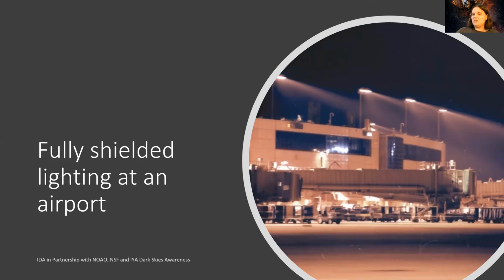One area I noticed that was very important to have fully shielded light was at an airport. The last thing you want is to have light go blinding into the cockpit as a pilot is trying to land on the runway. So by fully shielding the lights, you can point the light down at the tarmac and allow it to light the path for the pilot to go down.